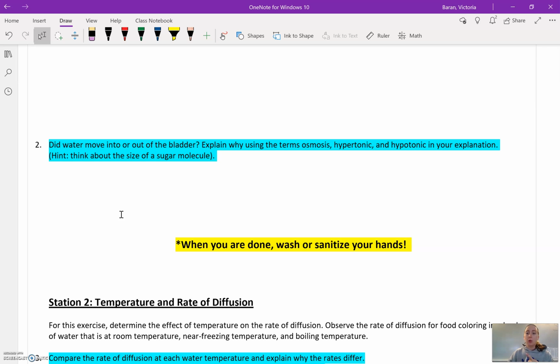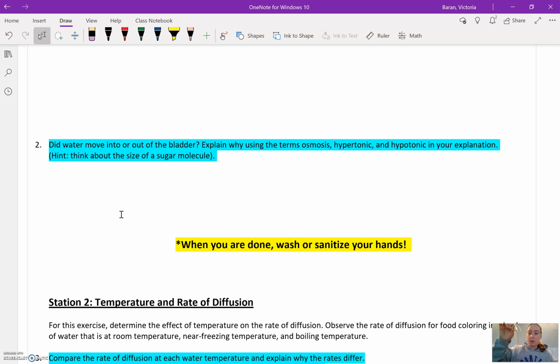Osmosis is the diffusion or the movement of water. You're going to talk about hyper and hypotonic. So make sure you talk about, was the water, this plain water, hypo or hypertonic? That's the environment, the outside of the bladder or the cell.